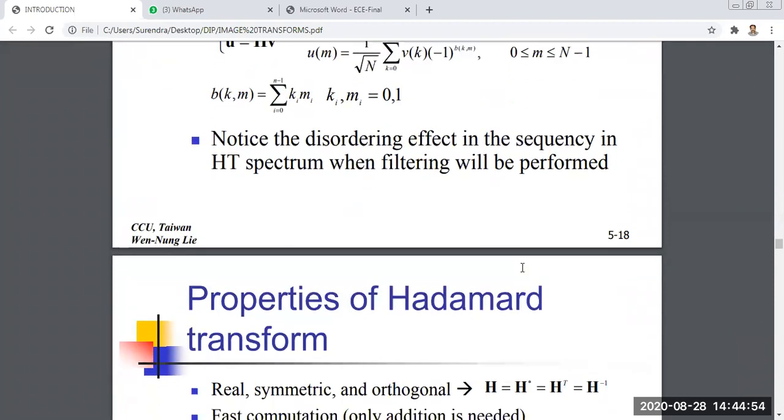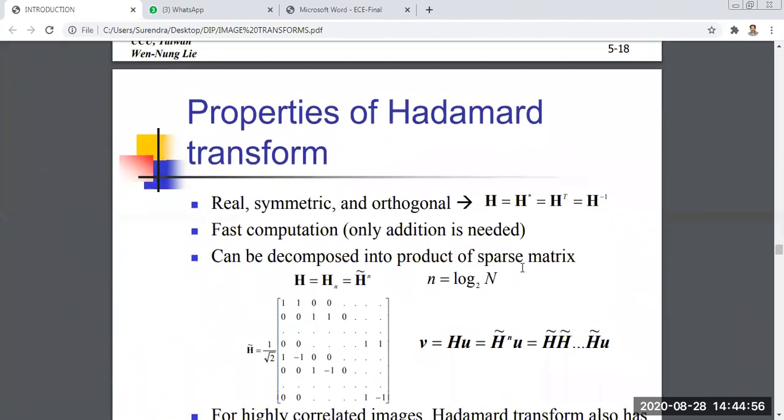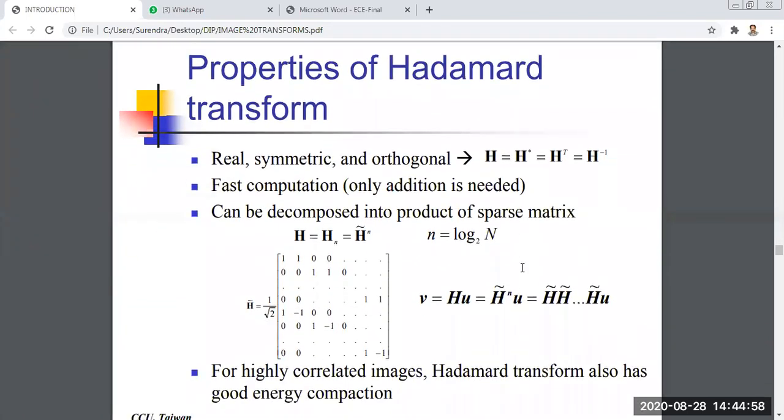Okay, and here also there are some properties of the Hadamard transform. The properties of the Hadamard transform are like your Fourier transform. It is real, symmetric, and orthonormal, and it is a fast computation. Only additions are used. There is no need of multiplications.